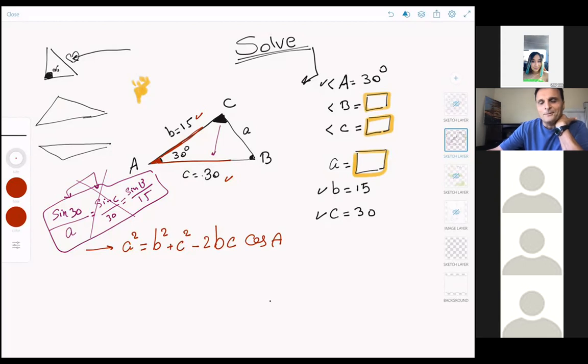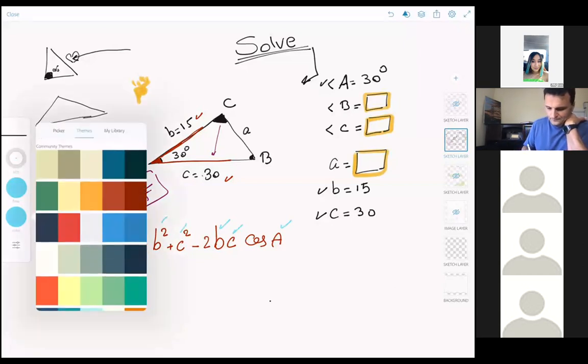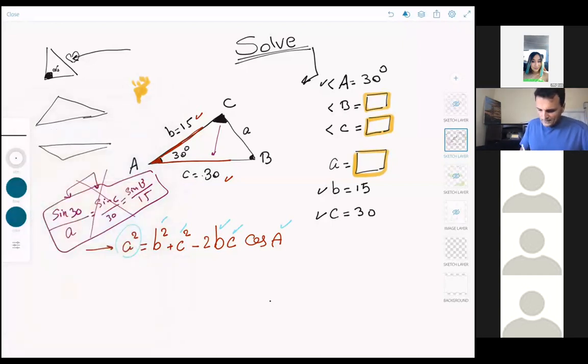All right, so we picked the right formula, because we have the measure of the angle a, so cosine of a we can find. We have c, we have b, and a is unknown, so we can solve for a. So let's do it. It equals 15 squared plus 30 squared minus 2 times 15 times 30 times cosine of 30 degrees.